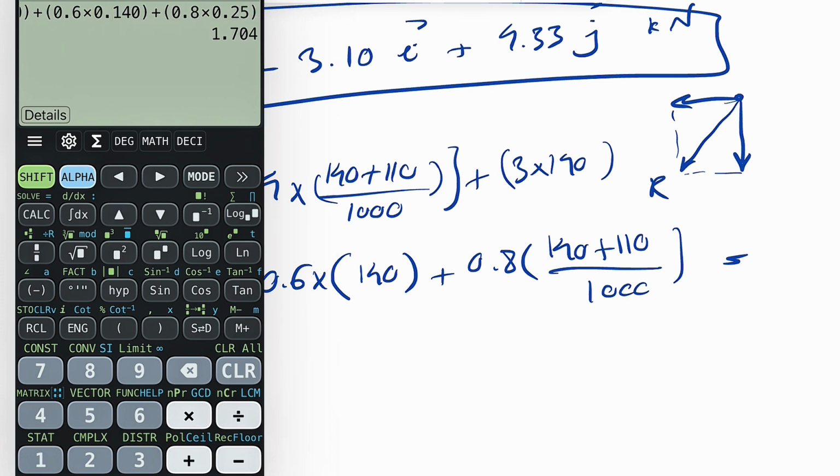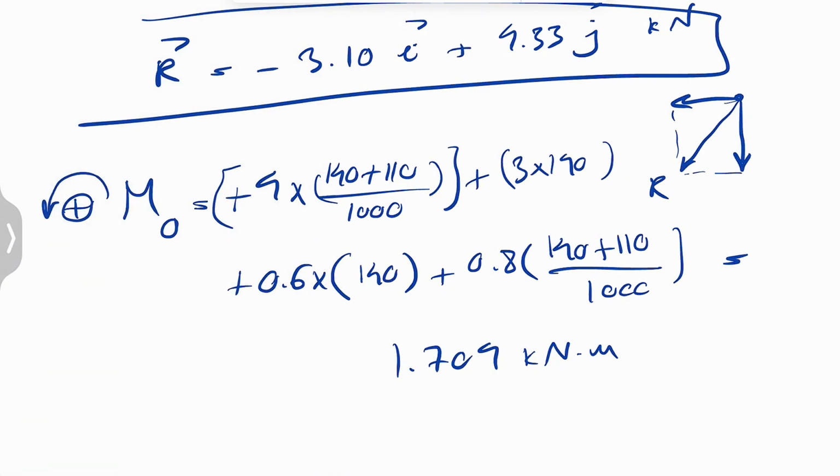All right, so that's going to give us 1.704 kilonewton meter, and since we didn't get any negative sign, that shows that the moment is counterclockwise. Our sign convention was counterclockwise positive.